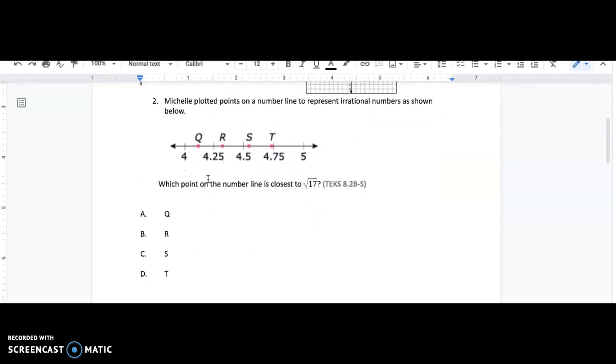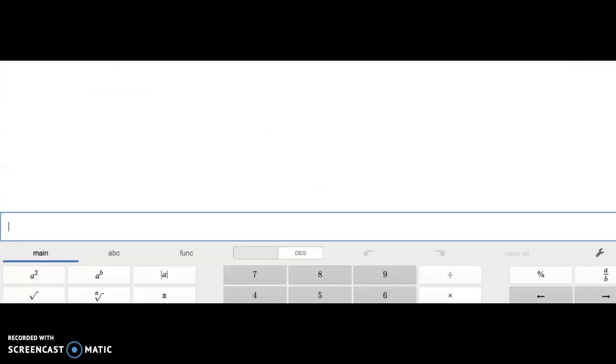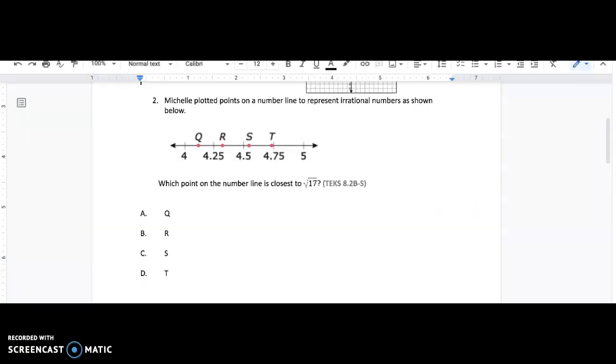Number 2. Okay. You guys can actually use the calculator to assist you on this, so there's no reason to miss this. It says the square root of 17. So if you go to your calculator and you do the square root of 17, you get 4.12. This is 4.25 right here, so the only logical answer is Q.